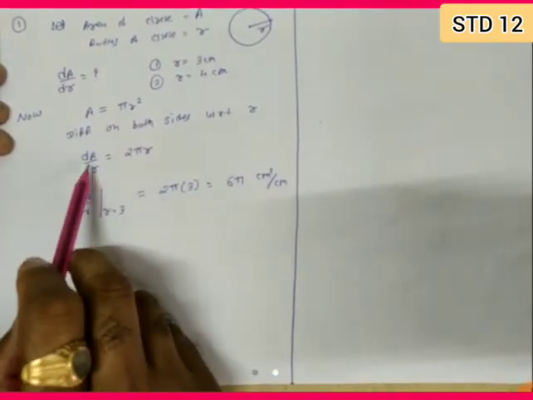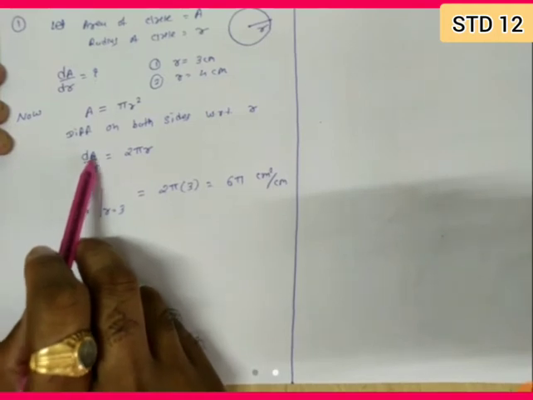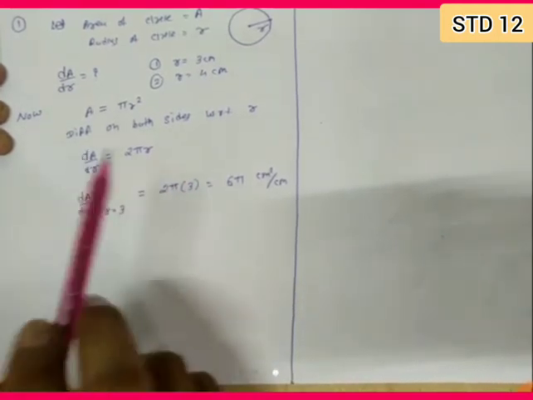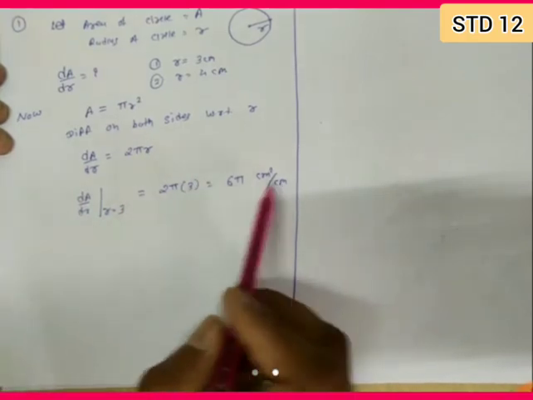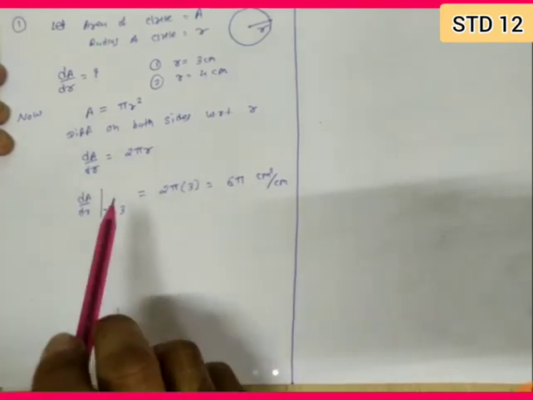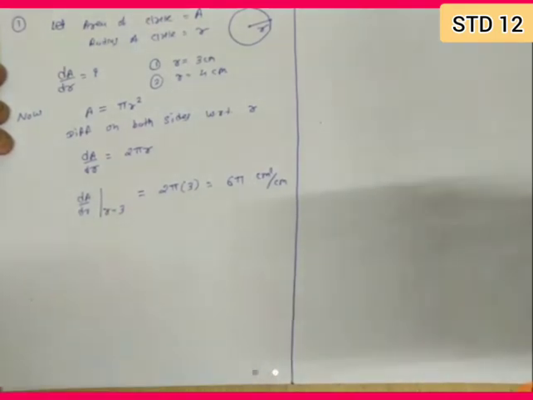Unit change in, that means change in area as per the unit change in r. If our radius changes by 1 centimeter, at that time the area of our circle will change by 6 pi centimeter square. That is known as rate of change of any quantity.